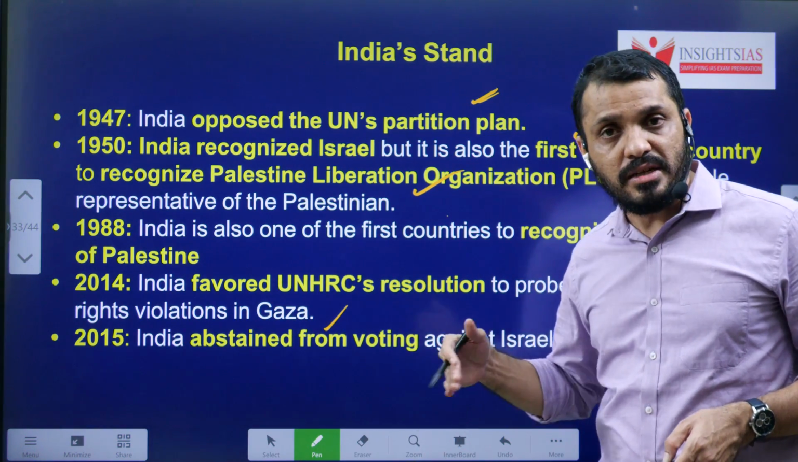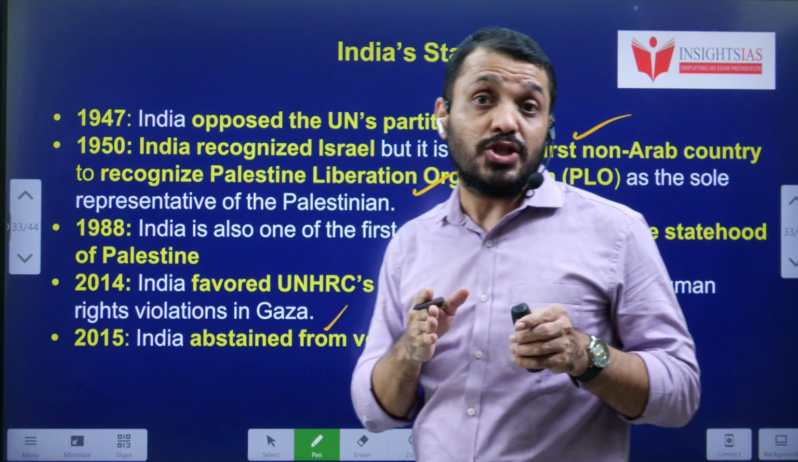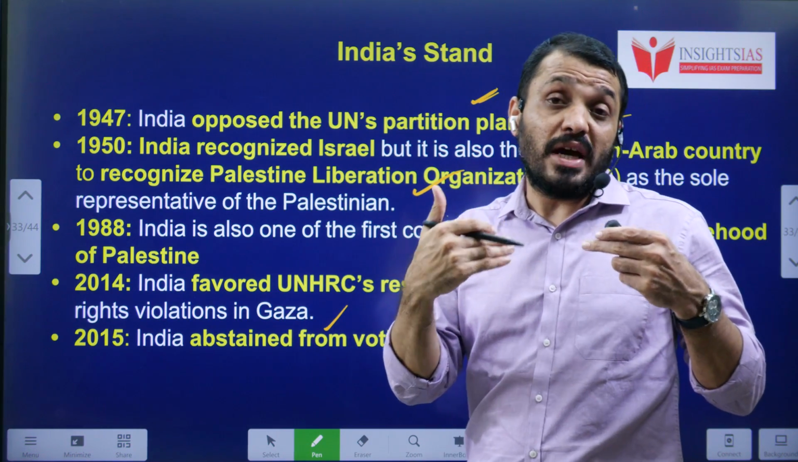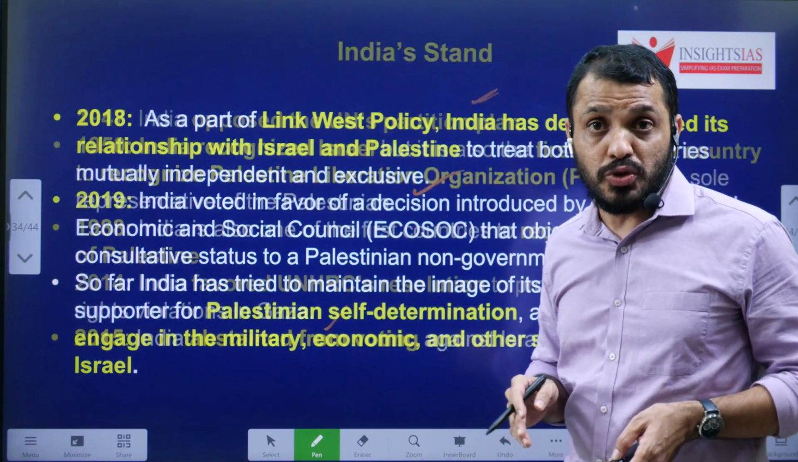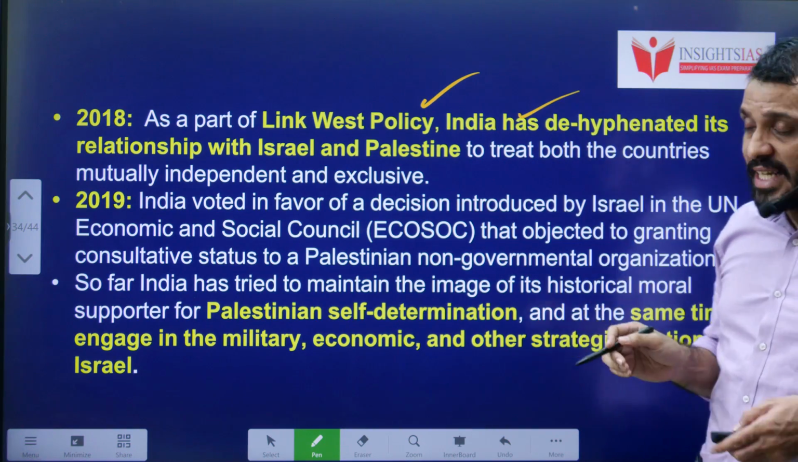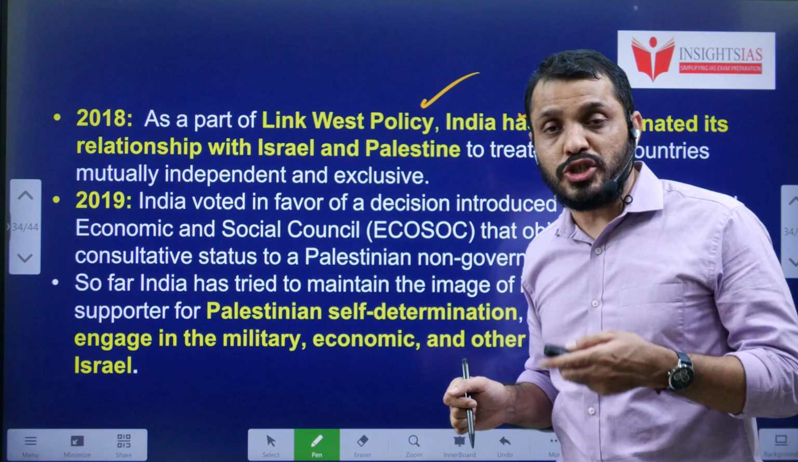From 2015 onwards, Indian foreign policy changed. India started seeing Palestine and Israel as two different countries. This particular way of dealing is known as de-hyphenation. That means you are dealing with these two countries individually, separately. In 2018, due to de-hyphenation, India started improving relations with Israel.